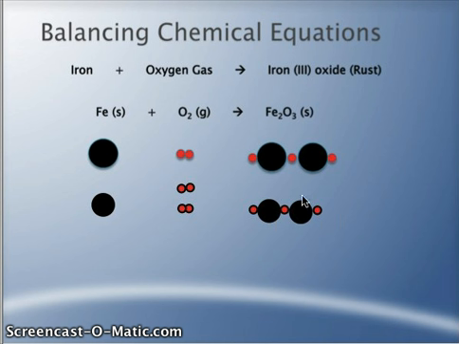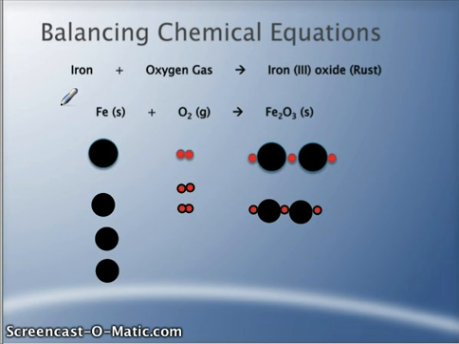However, now I have 1, 2, 3, 4 atoms of iron on the right side, but only 2 on the left side. So, wrong one, I'm going to add 2 more irons. This is kind of like a recipe. You're changing different amounts of things. You can't change this O2 into O6. You can't change this iron oxide into anything else. All we can do is change the amounts of things that we have.